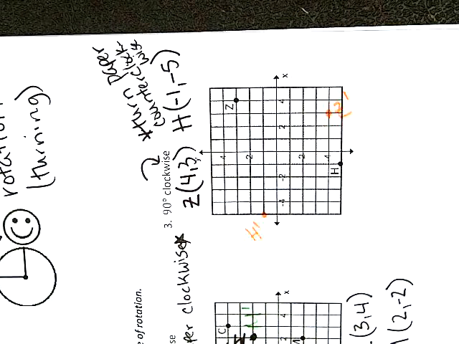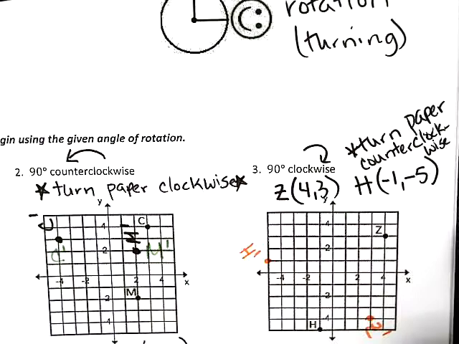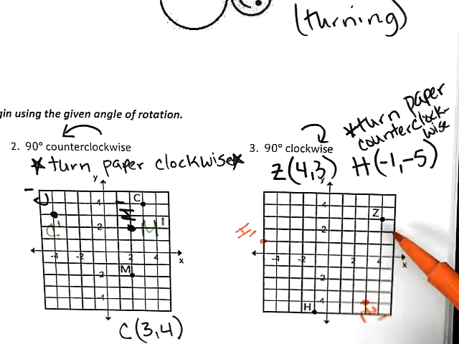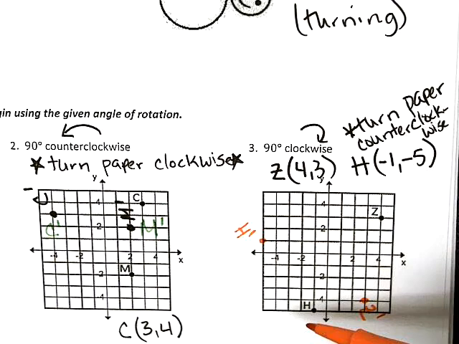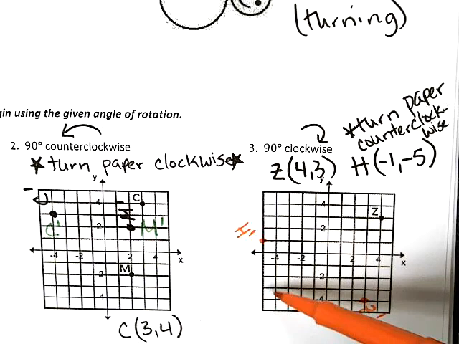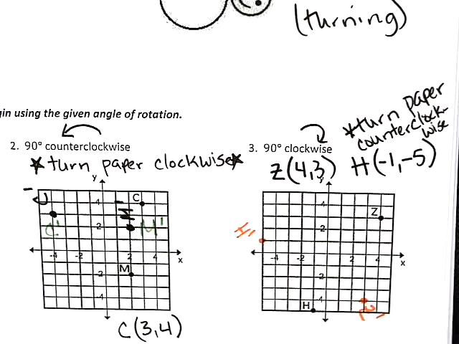All right, let's turn our paper back normal and see if that's going to make sense to us. See if our predictions were correct. So here's Z. I want to go clockwise. Bam. There's Z prime. Here's H. I want to go clockwise. There's my H prime. Okay?